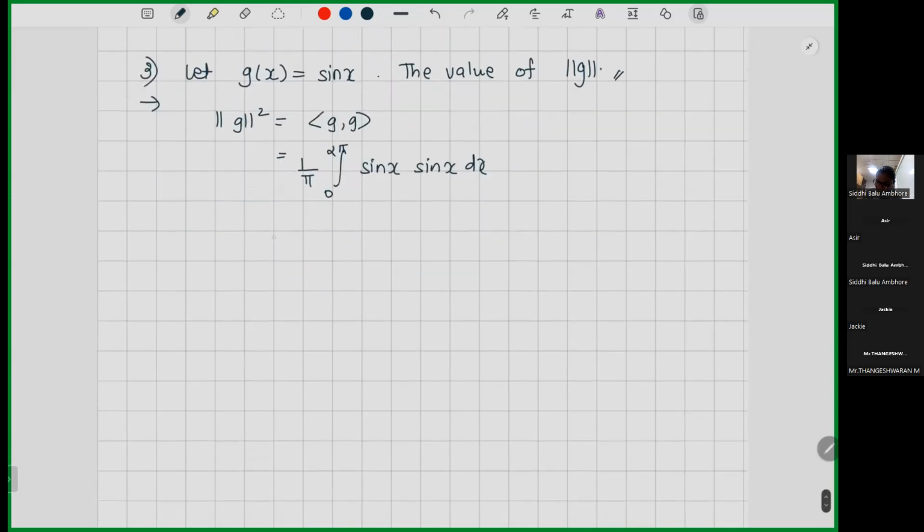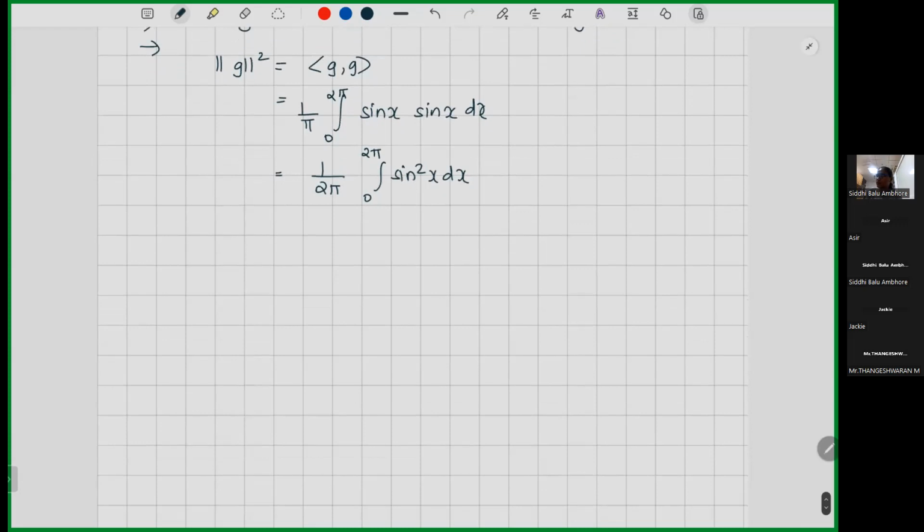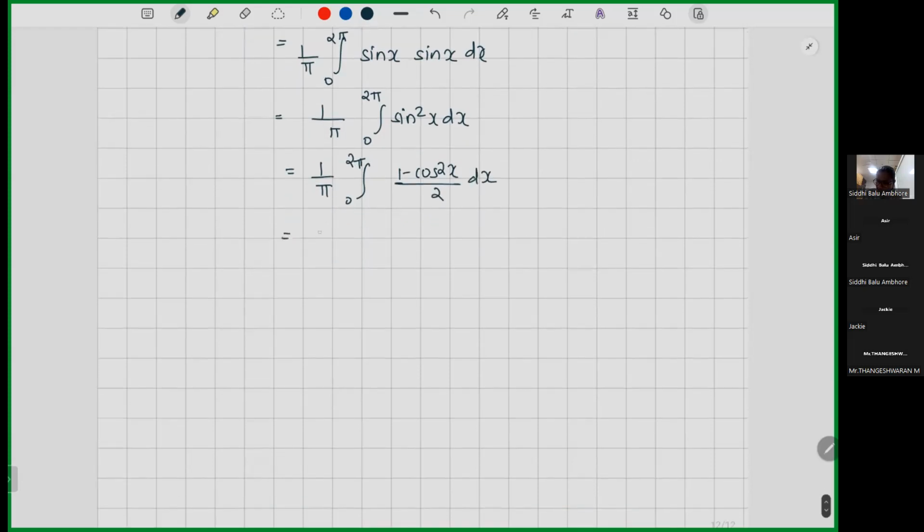Which is 1 by 2 pi, integral from 0 to 2 pi of sine square x. No, not 2 pi, only pi. 1 by pi, integral from 0 to 2 pi. So sine square x is (1 minus cos 2x) by 2, dx, and this is 1 by pi, integral from 0 to 2 pi of 1 by 2 dx, minus the integral from 0 to 2 pi of cos 2x by 2 dx.